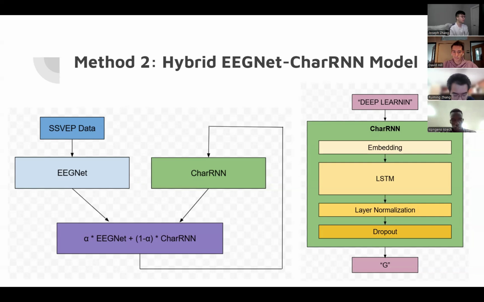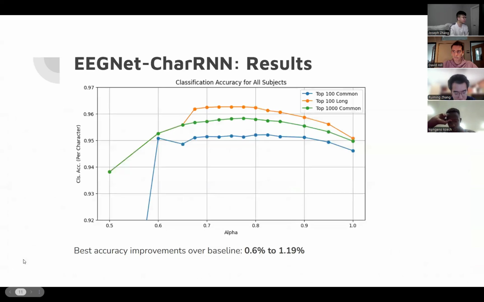We then combine EEGNet and the RNN into this hybrid model. EEGNet will process SSVEP data, while the RNN will process the sequence of previously predicted letters. And then the 2 predictions are combined according to the equation here. Alpha is a ratio of weighting placed on the predictions of each model, with values closer to 1 meaning more weight is put on the predictions of EEGNet.